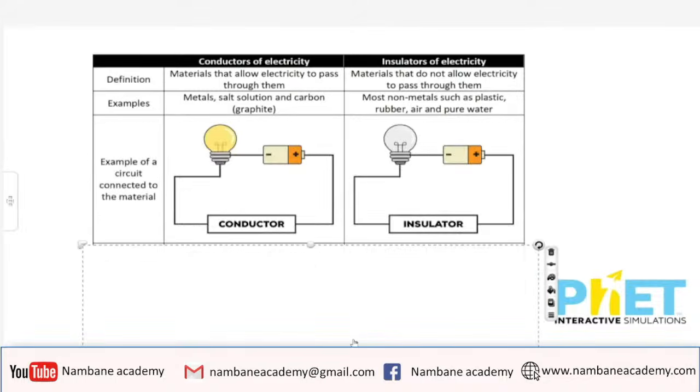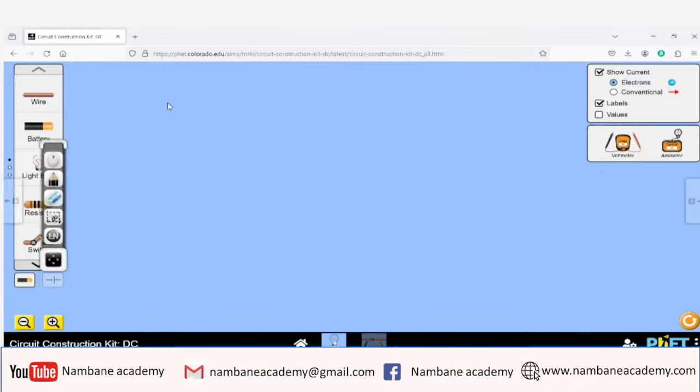So here's an example of a circuit setup. If you put your conductor here, this bulb should light up. And if you put an insulator here, then this bulb will not light up. I want to do a PhET simulation just for a few minutes to show you an experiment, because you can also speak about independent and dependent variables using these examples. So here is my PhET simulation. You can also ask your teacher to use this website, phet.colorado.edu simulations.